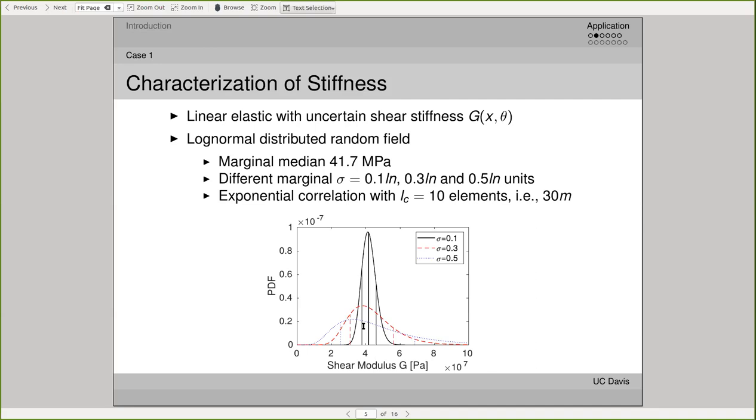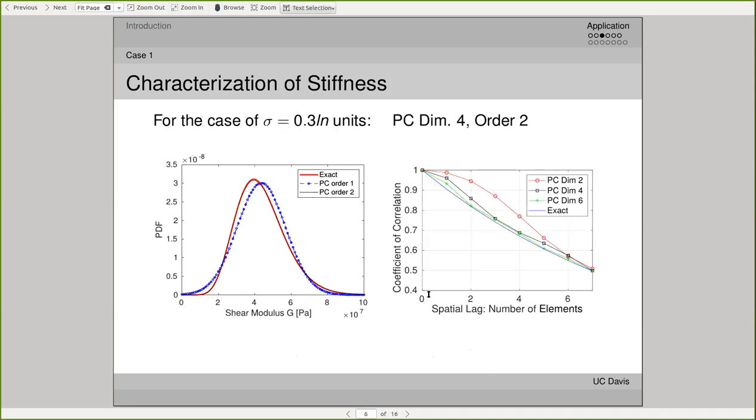Yes, that's true. So we use a log normal to capture the positive definite nature of the stiffness. And the important thing is that now we want to characterize such an uncertain random field. And as I mentioned before, we need to use enough number of orders and also enough number of the polynomial chaos dimensions. So here we are checking which order of the polynomial chaos we should use to capture the marginal distribution.